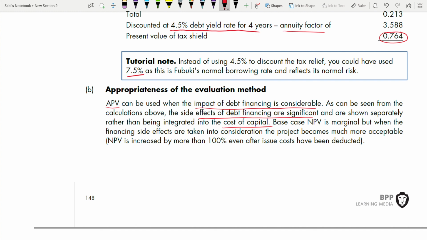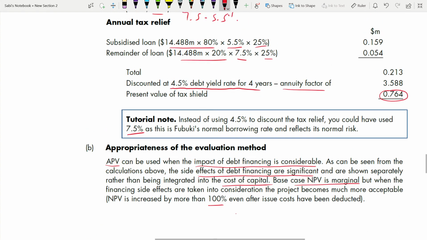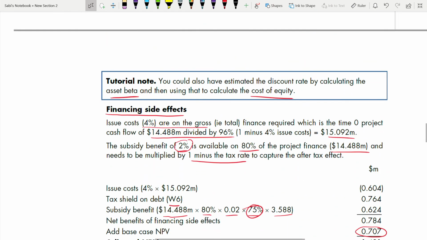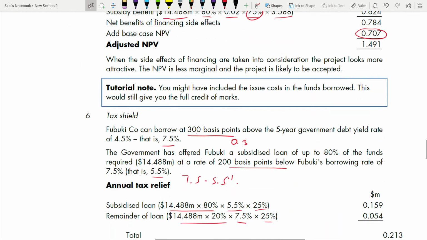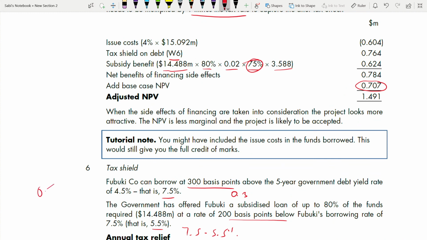Base case net present value is marginal. But when the financing side effects are taken into consideration, the project becomes much more acceptable. NPV is increased by more than 100% even after issue cost has been deducted. How are you saying 100%? Take 100% of this. What is your base case net present value? From here you can take 0.707. 100% means the full amount. Add this, you are getting 1.414. So even if you add 100%, this figure is more than 1.414. It is 1.491.